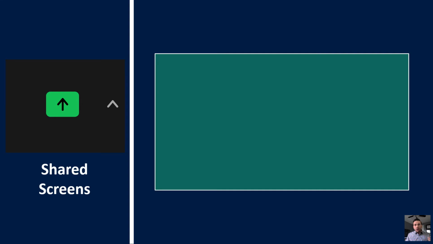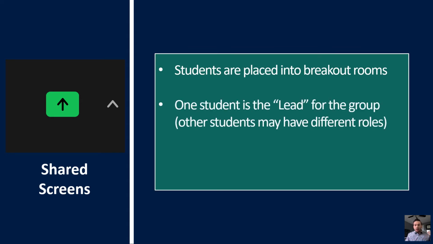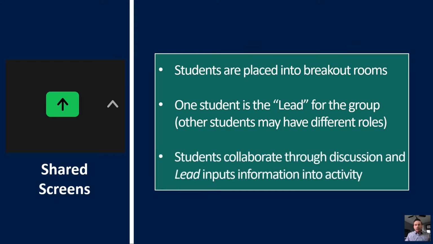So there's a few aspects of this that set shared screen as its own category. The first is that you're likely going to want to use breakout rooms for this, since each student who is the lead for their group is going to want to share their screen. The second is that you have this student who is called the lead, while other students may have different roles, but the lead would be the person who's expected to share their screen at a minimum. And lastly, the students are going to collaborate through their discussion in their breakout room, while the lead is the person who actually inputs the end result of that conversation into the activity.